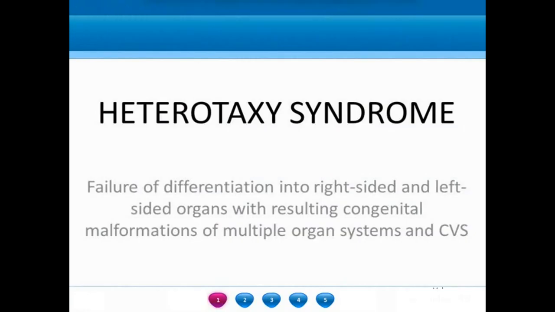Welcome. In this module, we are going to discuss the heterotaxy syndromes. Heterotaxy syndromes are caused by failure of differentiation into right and left-sided organs, resulting in congenital malformations of multiple visceral organ systems as well as the cardiovascular system.